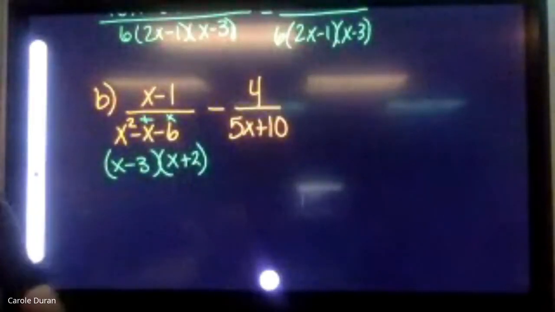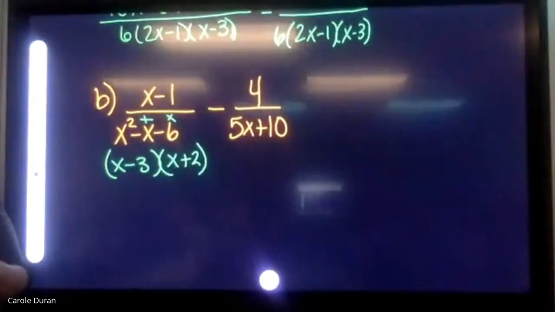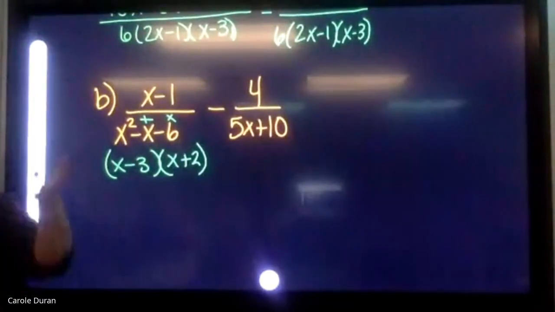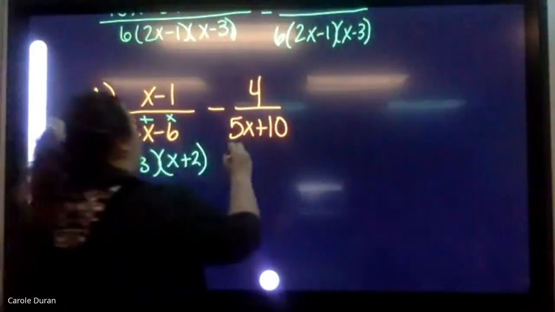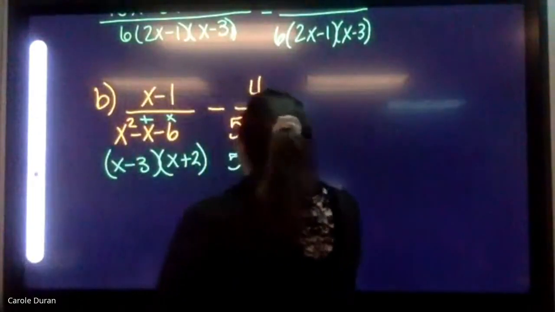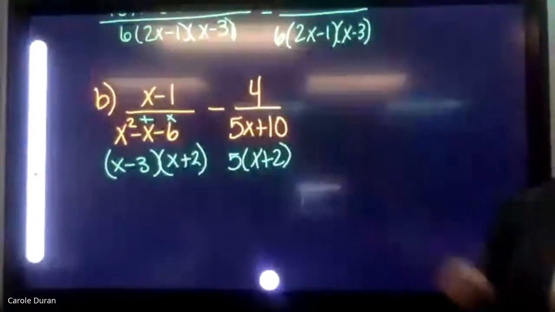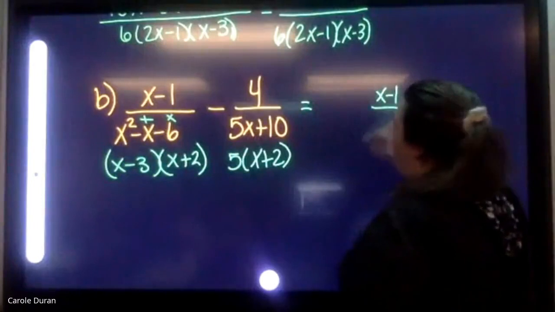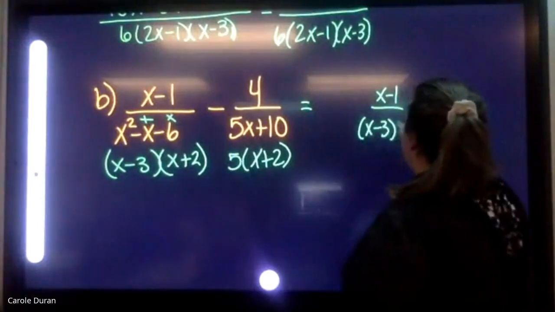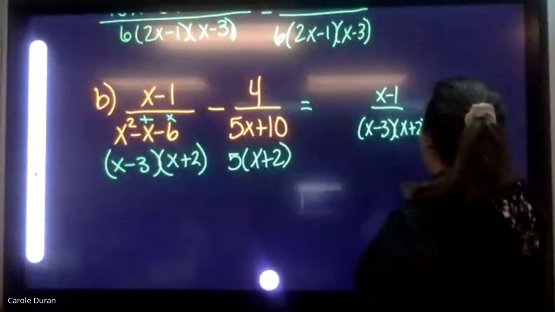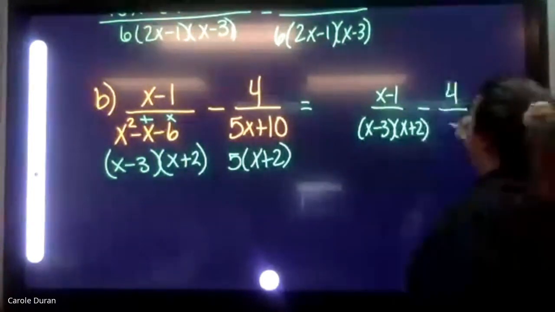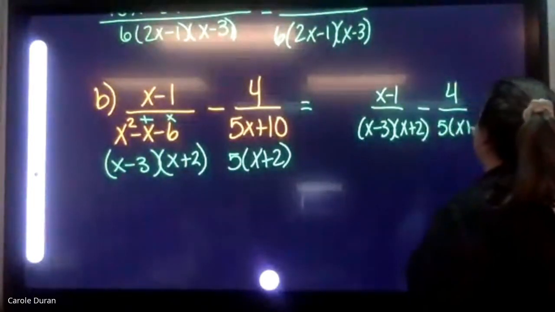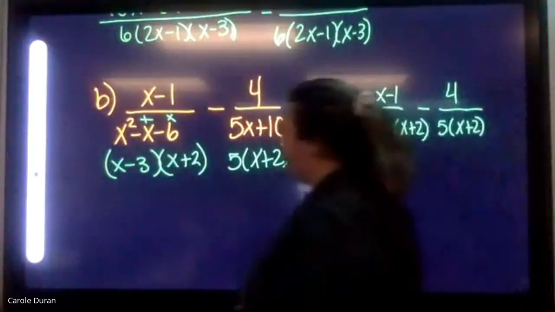What about that second denominator? It's not a quadratic, so I'm not just generic factoring. But can I break that down any farther? Take out what? 5, yeah. And I get 5 times x plus 2. This is desirable because then they will have a common element. So writing this out, I have x minus 1 over x minus 3, x plus 2, minus 4 over 5 times x plus 2. Never leave enough room.